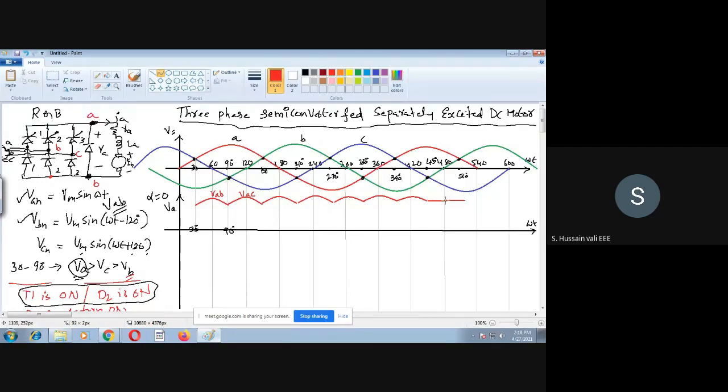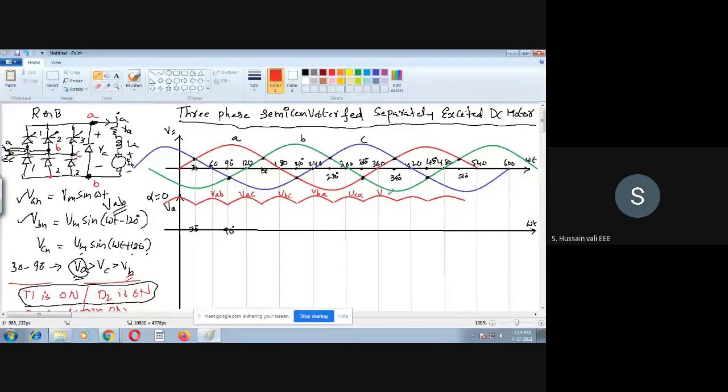So likewise for every 60-degree duration, you will get this. I will give the numbering here. Similarly here also. Now the names here. In this case it is VBC, whereas in this case the highest is B, lowest is A. So VBA. Likewise, this is VCA.